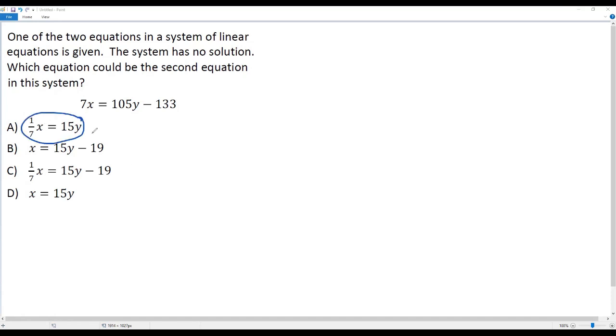Now we have to write this linear equation in the format in which we have the given linear equation. For that, we have to make this 1 over 7 times x as 7x, because here we have 7x on the left side. To do that, we have to multiply both sides of this equation by 49. Okay, now let me do it. That is 49 times 1 over 7 times x equals 49 times 15y.